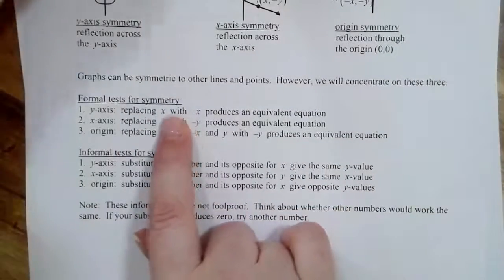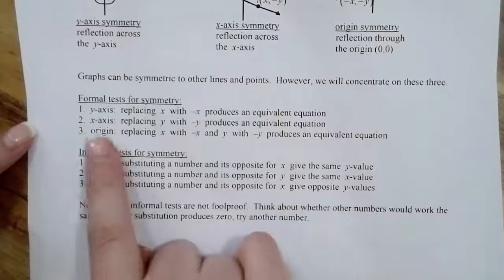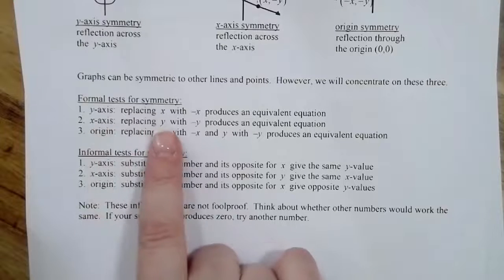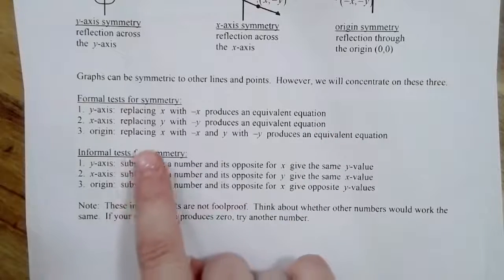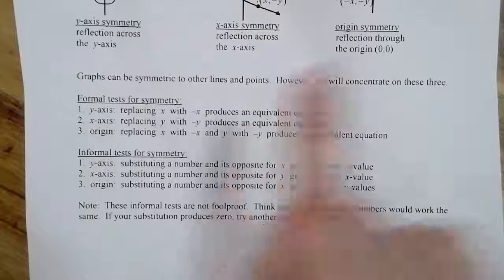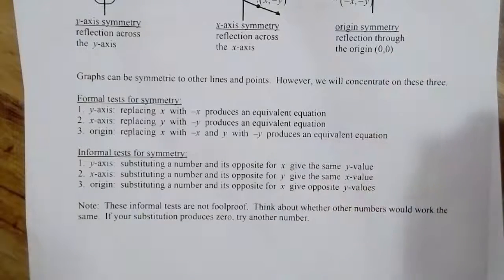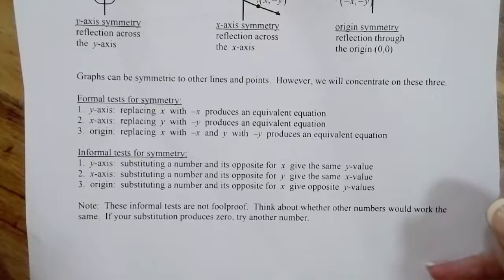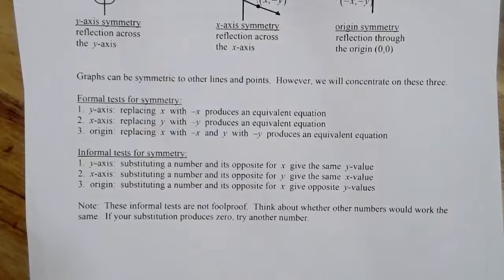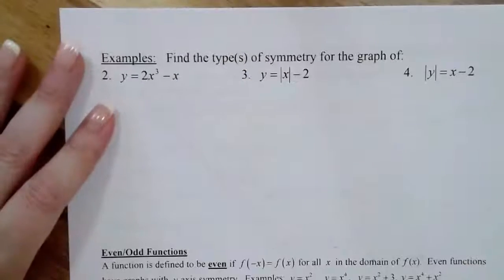For the y-axis, you're going to replace x with negative x, and it's going to produce the same equation. For x-axis symmetry, replace y with negative y, and it's going to produce an equivalent equation. And then origin, you're going to replace both to get the same equation. If the same equation is produced, then that is the type of symmetry it has. You have some informal ways to do this as well. I'm going to stick with the formal ways on these next couple of examples. So we are going to find out what types of symmetry we have here.